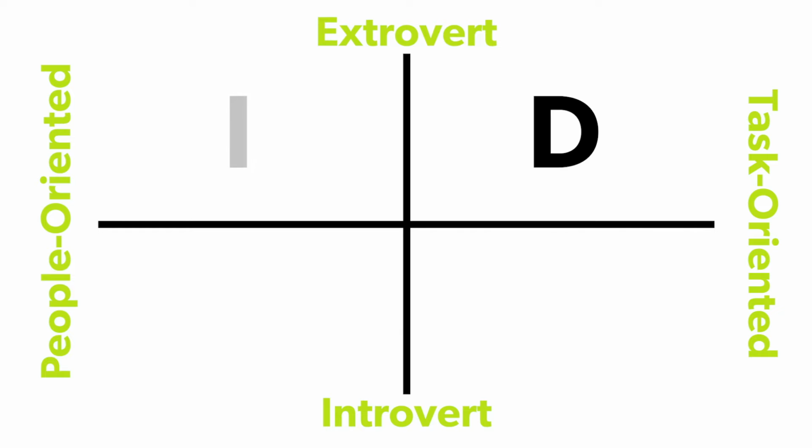So, what about a people-oriented extrovert? That would be the top left quadrant. If you put an I there, spot on, 2 for 2. High I's are people-oriented extroverts. So where do you think the S belongs? If you picked the bottom left, the people-oriented introvert, you are correct, 3 for 3. And that leaves us with the last quadrant, the bottom right one, a task-oriented introvert. That's your high C.